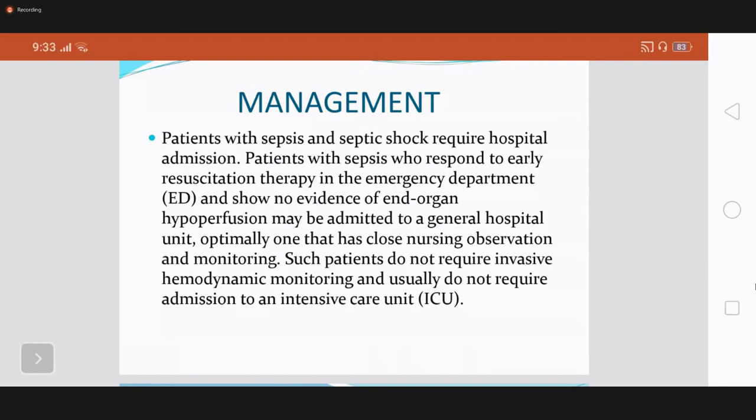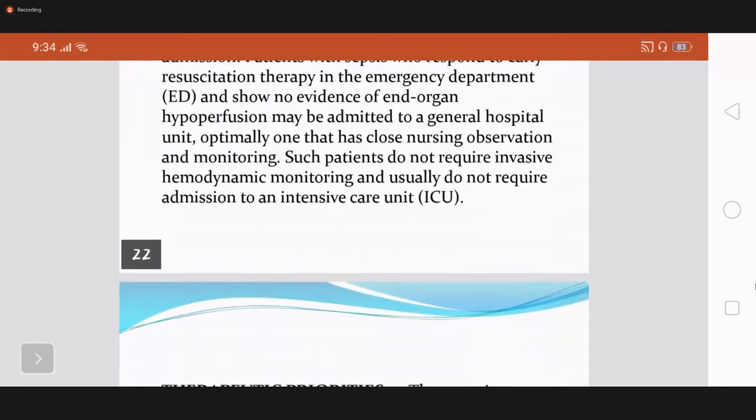They require hospital admission. Patients in the department who show no evidence of organ hypoperfusion can be admitted to a general hospital unit, provided there is very close nursing observation going on over there. How? It's because such patients do not require invasive hemodynamic monitoring, and they do not require admission to ICU. However, patients with severe sepsis, patients with complications, patients with organ dysfunction, or all patients with septic shock need to be admitted to the ICU with close monitoring.